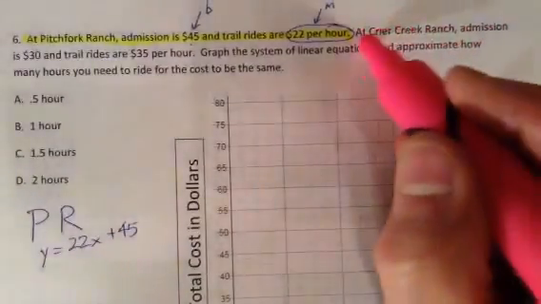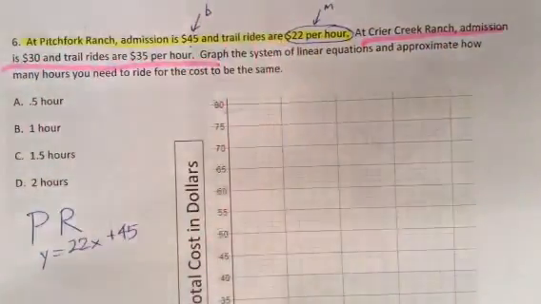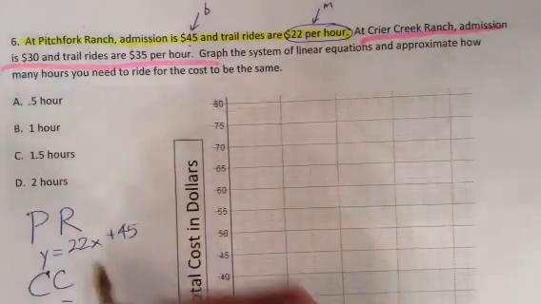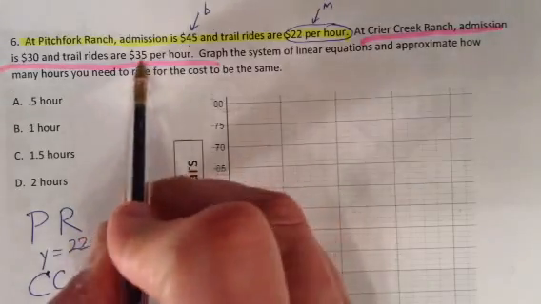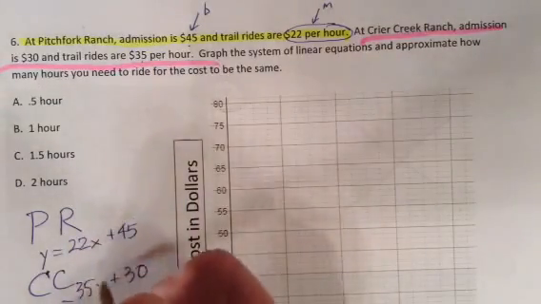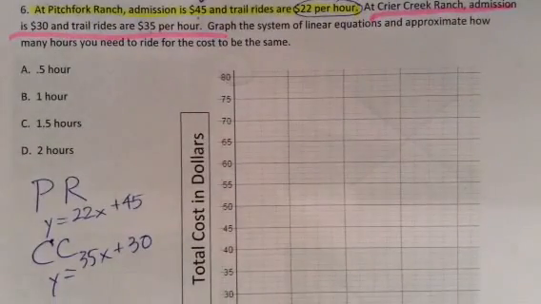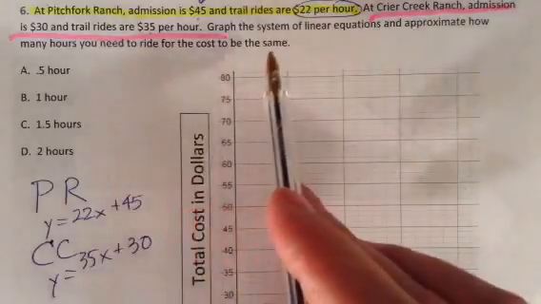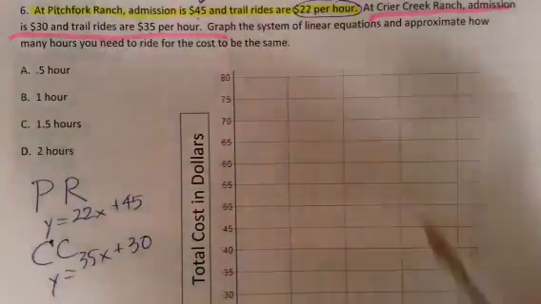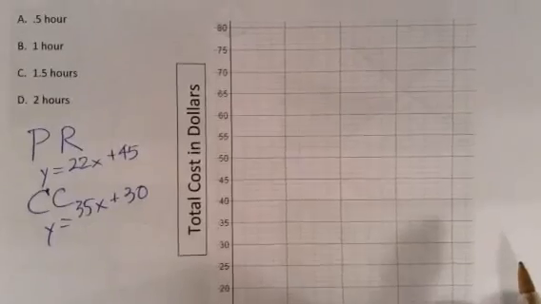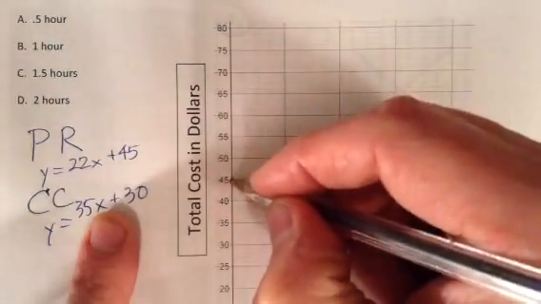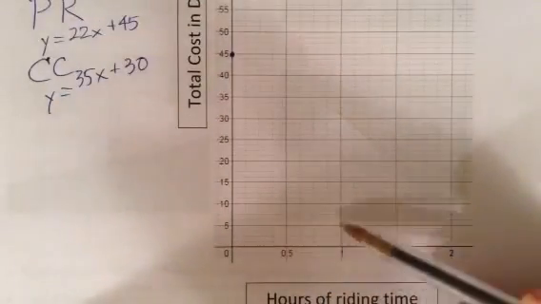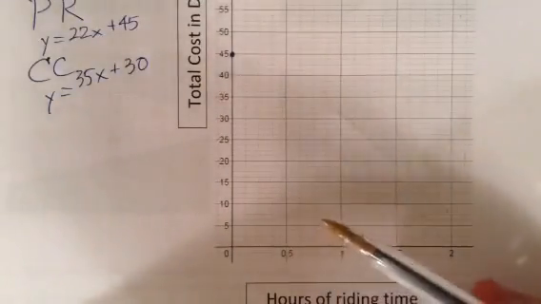If we go to Crier Creek, look at the same thing. We notice a flat fee is $30. That's my y-intercept, and $35 per hour. Okay? And the question is, graph the system and approximate how many hours you need to ride for the cost to be the same. So you have everything you need in order to graph that. Okay? We got a y-intercept of 45. Now you got to be careful. Look at your scale. This is going by ones, but look how far over you have to go 1 on the run. So be careful on that.